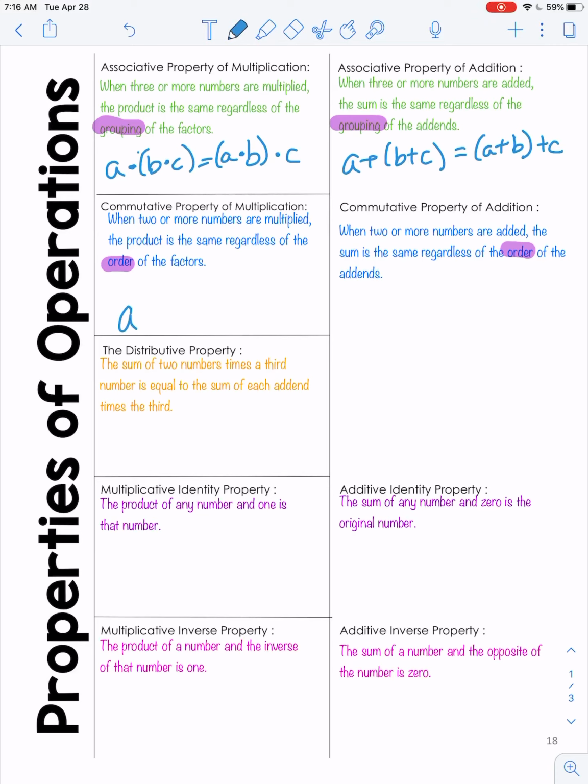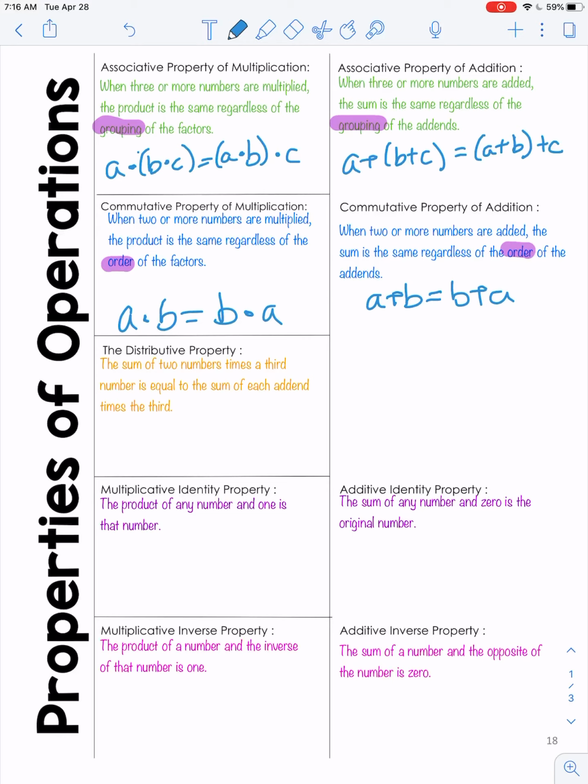So we have A times B is equal to B times A, or A plus B is equal to B plus A. So think about it. If you're going to school or coming home from school, you're traveling the same distance, but you're headed in a different direction. So that is the commutative property, the commute. So it doesn't matter the order, you're still going to get the same answer when you're adding or multiplying.